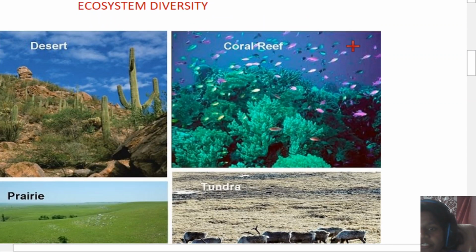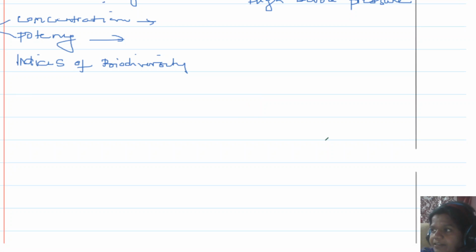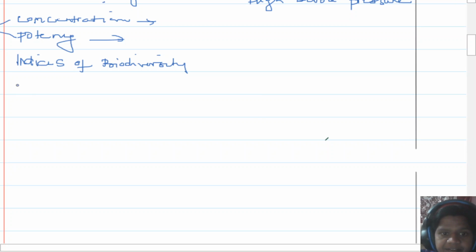Now getting back to the board, there are indices for biodiversity. Here also the indices are three. One is alpha, beta, and gamma.